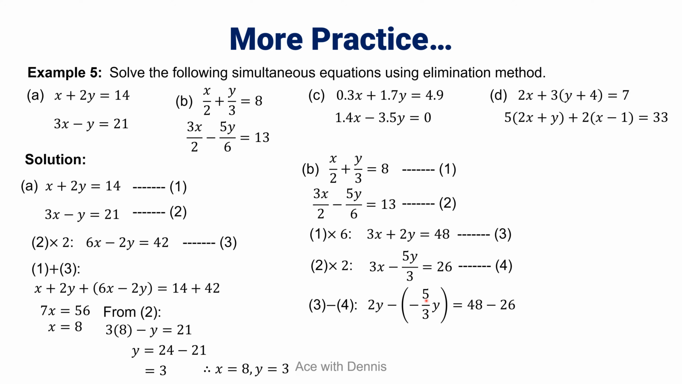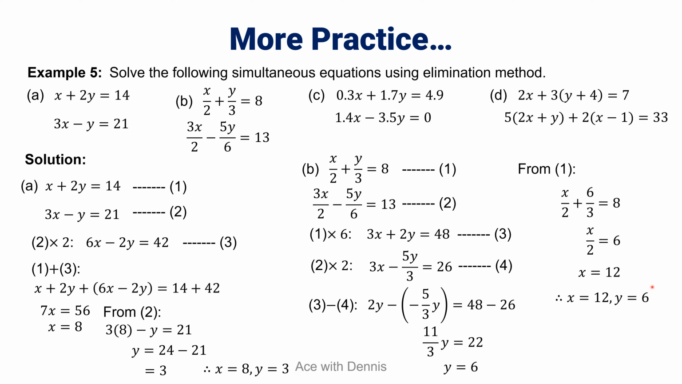Be careful with the minus sign here. Some students will mix this up, then the calculation will be wrong. So when I calculate, it becomes 2y plus 5 over 3y, which is 11 over 3y. The right hand side, 48 minus 26 is 22. So solving this, y will equal 6. Then substitute y equals 6 into equation number 1. So x over 2 plus 6 over 3 equals 8. So x over 2 will be 6, hence x will be 12. Then the solution for this example will be x equals 12 and y equals 6.